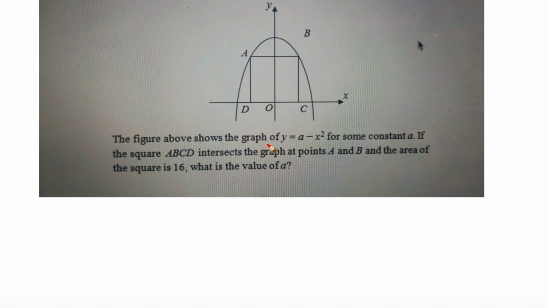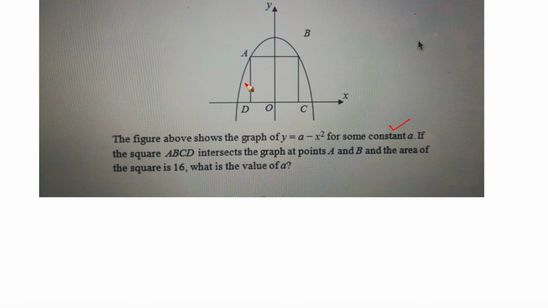Here first he has given us an equation, y is equal to a minus x squared. This is the equation of a parabola. I will prepare a separate video where you can easily, within seconds, without even solving on paper, find the slope and equations of the parabola for some constant a. Here it is some constant. He told us it is a square, so all sides are equal, all angles are equal. It intersects the graph at points A and B, and the area of the square is 16.